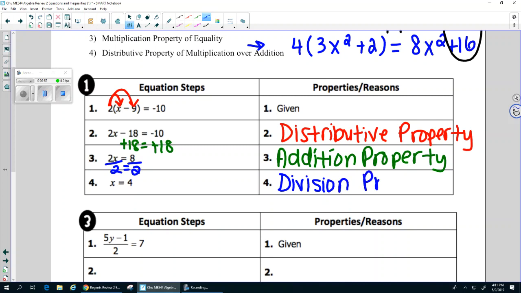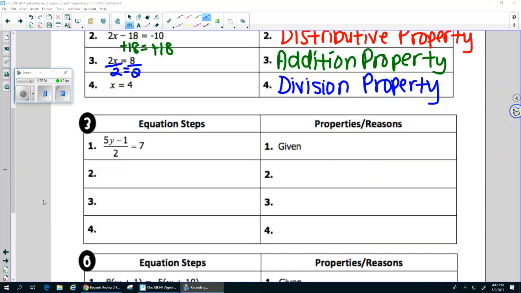So go ahead and pause the video here and see if you can do the next problem by yourself before we go over it. All right, the next question says 5y minus 1 divided by 2 equals to 7. The first thing you're going to want to do to solve this problem is to get rid of the divide by 2 by multiplying both sides by 2. Then you'll get that the divide by 2 and the multiply by 2 cancels each other out. And now you have 5y minus 1 equals to 7 times 2, which is 14. This was the multiplication property.